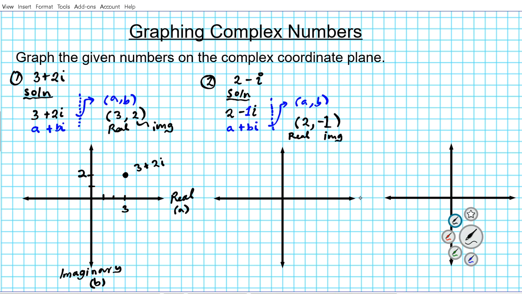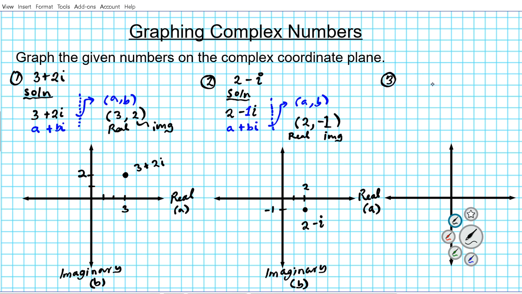All right, let's label our axis. This is our real axis right here, the horizontal axis, that's the a. And then this is our imaginary axis right here, that's the b component. So we're graphing 2, -1. So we have 1, 2 on the real axis, and then -1 on the imaginary axis. And this point right here is the complex number 2 minus i. Okay. All right, let's take a look at another example.